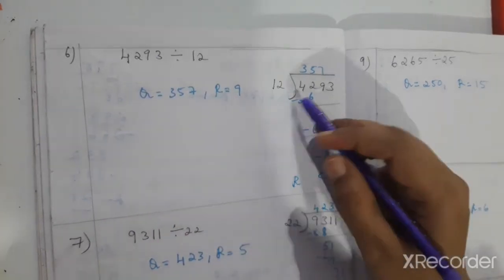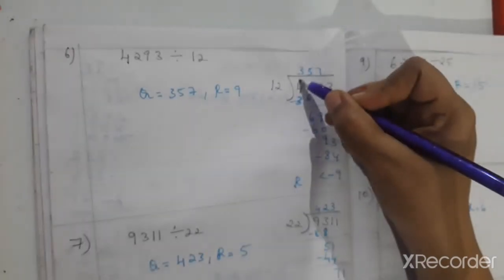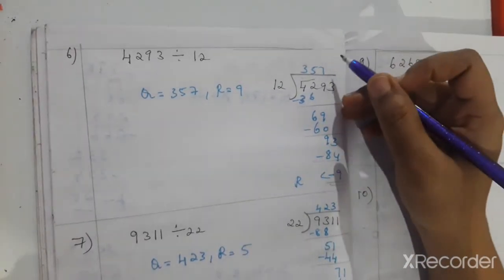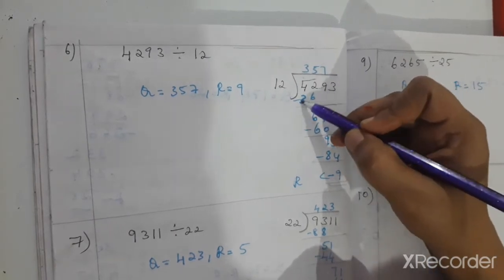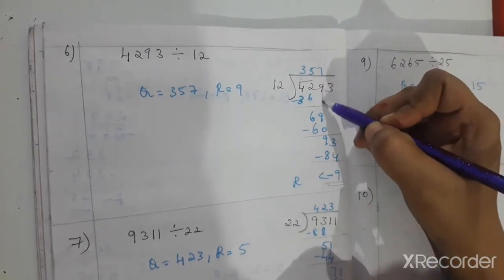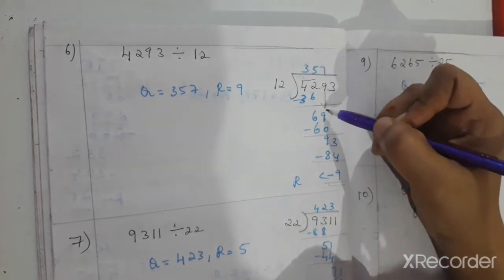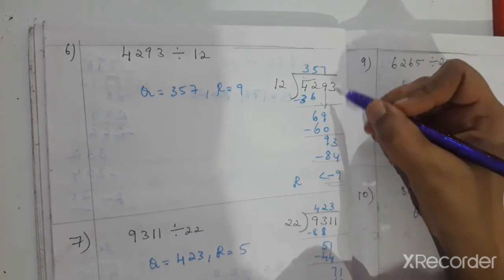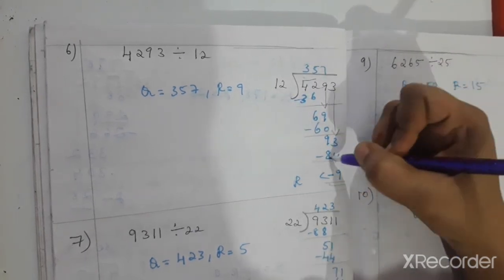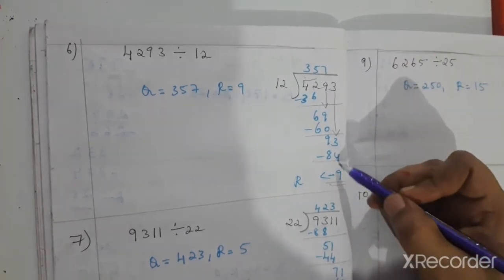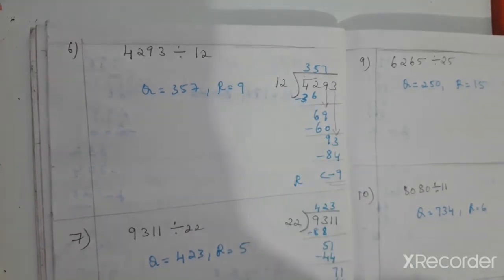4293 divided by 12. So 12 here, 4293. 4 is less than 12, so we have to consider 2 digits, that is 42. 12 threes are 36. 42 minus 36 is 6, remainder, and bring one number 9 down. 12 fives are 60. 69 minus 60 is 9. Then bring one number down, that is 3, 93. So 12 sevens are 84. Now subtract. Remainder is 9. Quotient is 357. Remainder is 9.